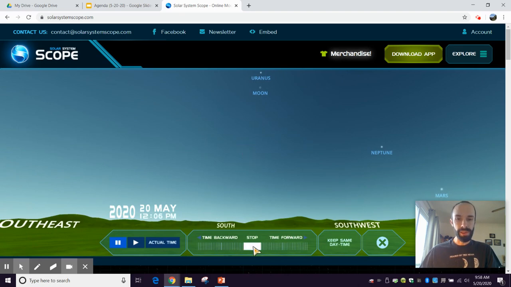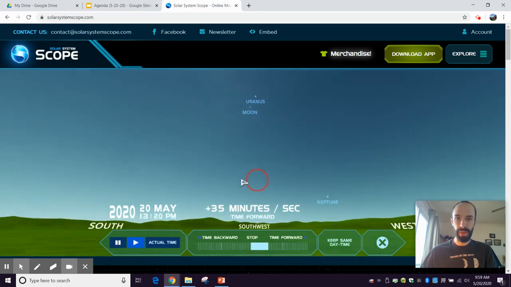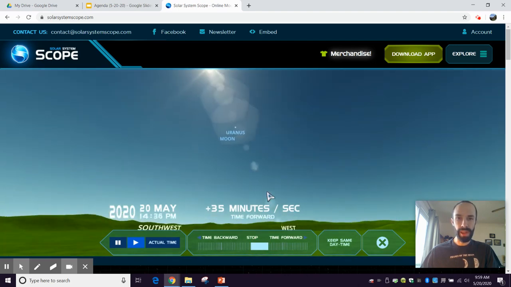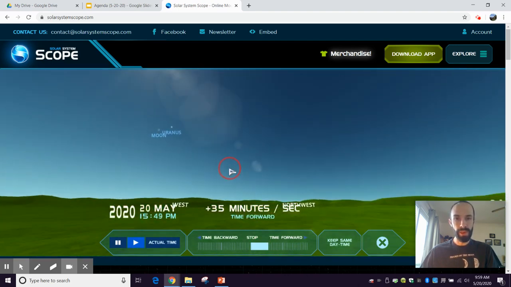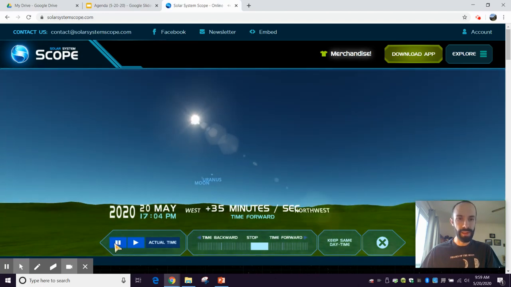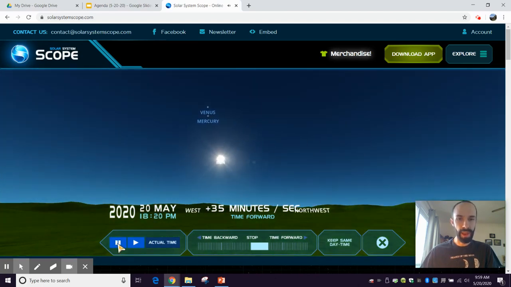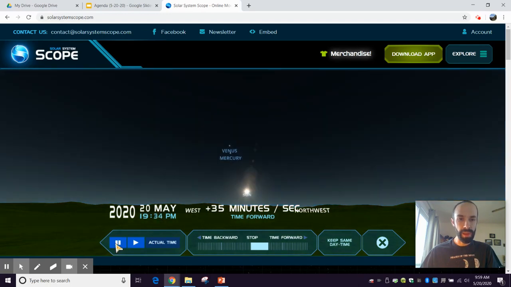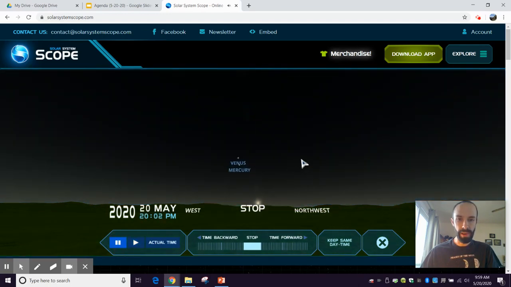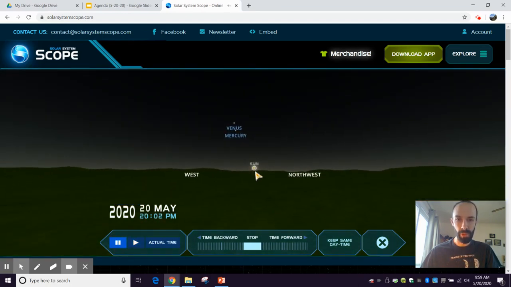Now, as we continue to move this forward, you'll see that the sun is going to come back down again, and it's going to set a little bit to the north of west. And that's this time of year. So right around now, it's setting, and there it goes below the horizon right there. Okay, so you can see it's setting north of west.